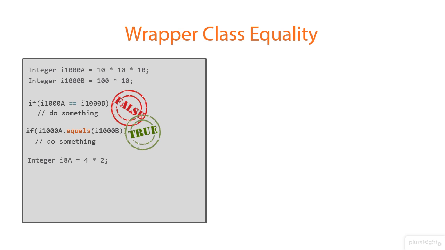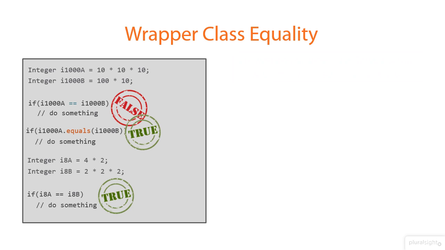But let's look at another example. I have a variable I8A, which again is a reference of type Integer, equals 4 times 2, so it has the value 8 in that Integer wrapper class. Then I have Integer I8B equals 2 times 2 times 2. So again, it has the value 8 stored inside of an Integer wrapper class. But now when I do I8A == I8B, I get back true. Now remember, that can only return true if both those references point to the same exact object.